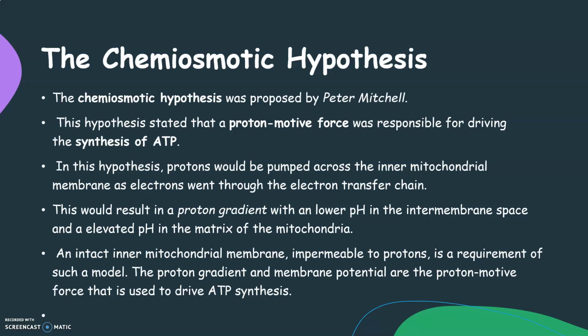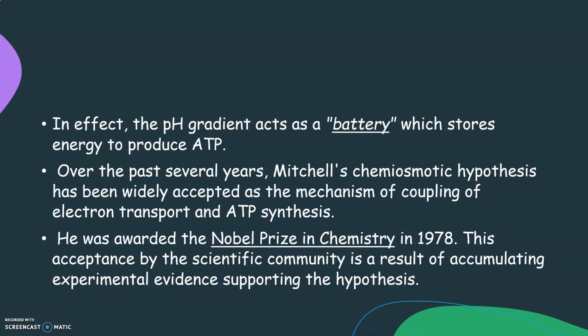An intact inner mitochondrial membrane is impermeable to protons, and that is a requirement of such a model. The proton gradient and the membrane potential together are what? The proton motive force, and this proton motive force is used to drive ATP synthesis. This process occurs across the mitochondrial membrane in eukaryotes. In effect, the pH gradient acts as a battery which stores energy to produce ATP.